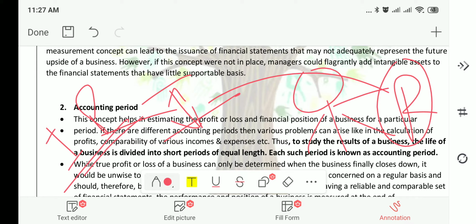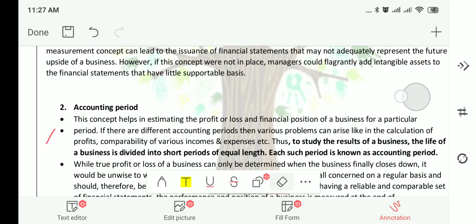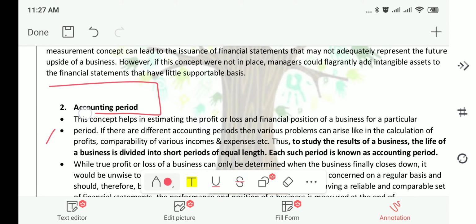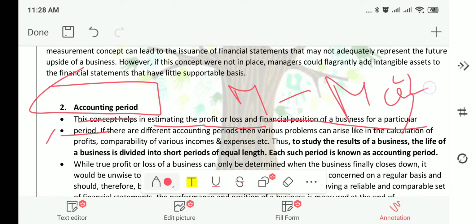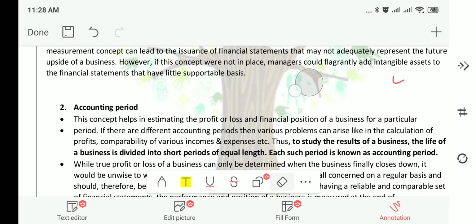In order to do that, there is a period that I will mention in order to account for it, and that is nothing but the accounting period. This concept helps in estimating the profit or loss and financial position of a business for a particular period, that is from this May to the next May 2022. This is the accounting period for me, or it may vary for other organizations, but majorly it will be in terms of the financial year end, that is as per the government.